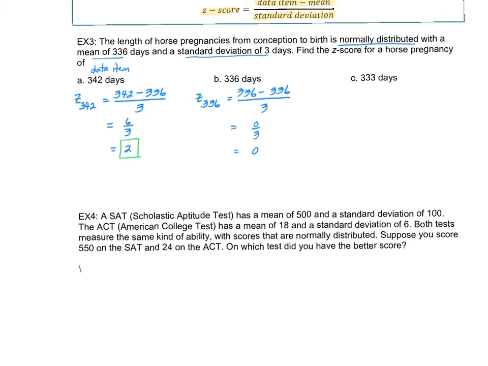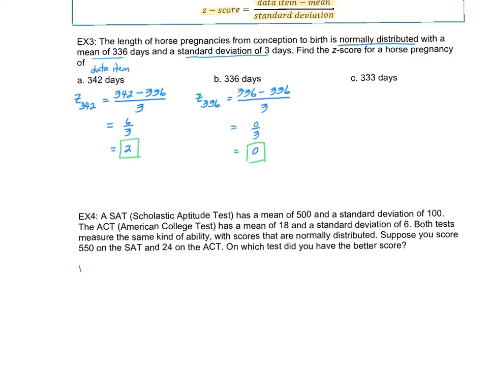Or in the case of z-scores, if you don't get a nice integer, then instead of leaving it as a fraction, like you wouldn't leave a z-score as 1/2, you would write it as the decimal 0.5. So the reason why this z-score is 0 is because our data item happens to be the mean. So it is 0 standard deviations away from the mean.